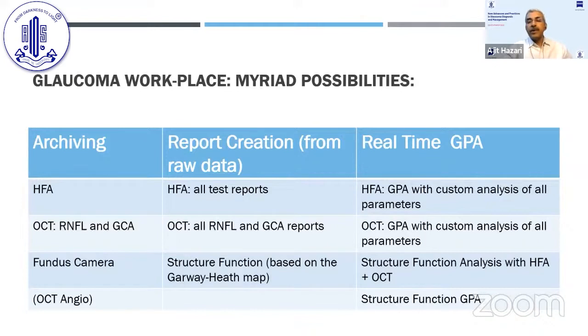The most important part, I feel, or the most useful part of the Glaucoma Workplace is real-time custom analysis of the raw data. With this, we can generate the glaucoma progression analysis from the perimeter data, from the OCT data, as well as the structure function analysis, where we combine the perimeter and the OCT data.